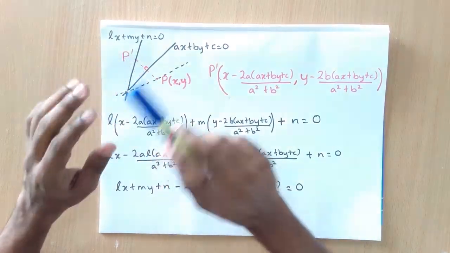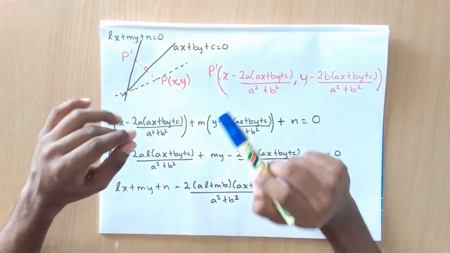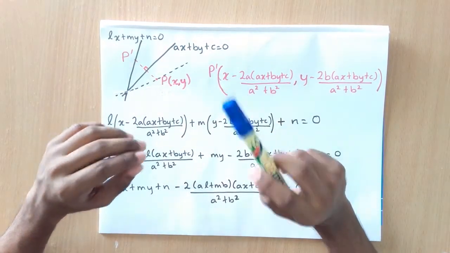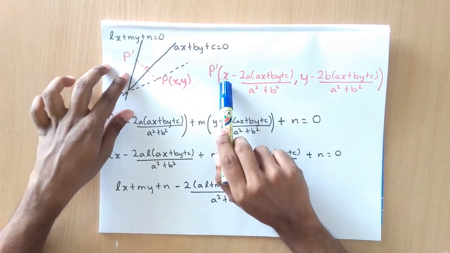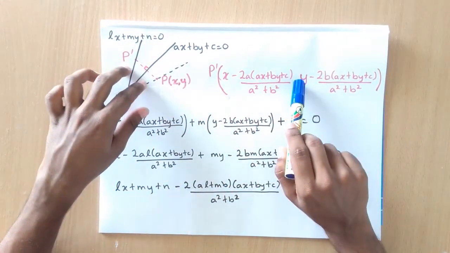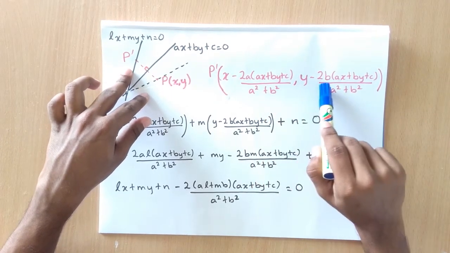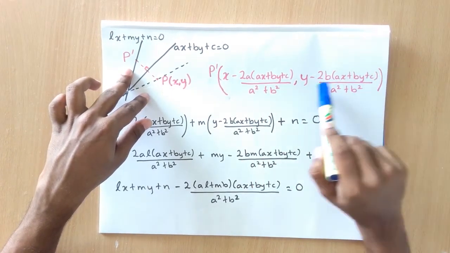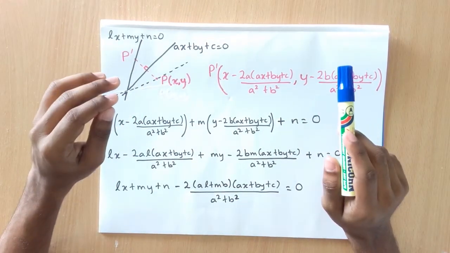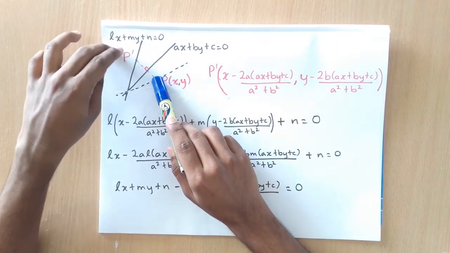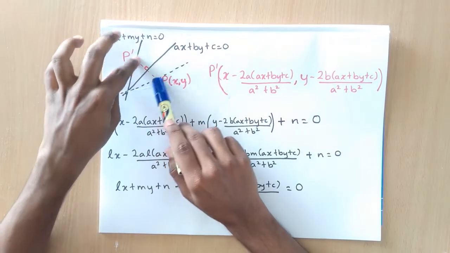We learned how to find the coordinates of the mirror image of a point before. Click this info card to learn how. So the coordinates of P dash can be given as x minus 2a into (ax + by + c) over (a squared + b squared), and y minus 2b into (ax + by + c) over (a squared + b squared).